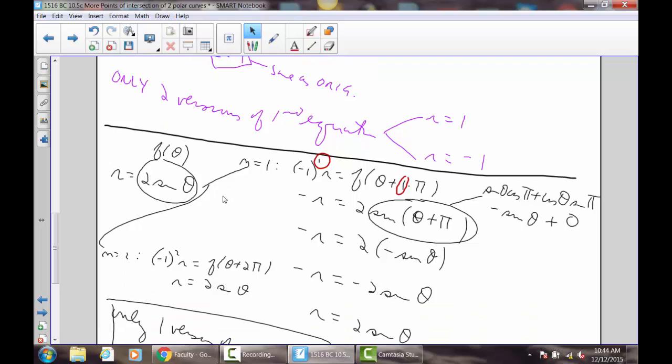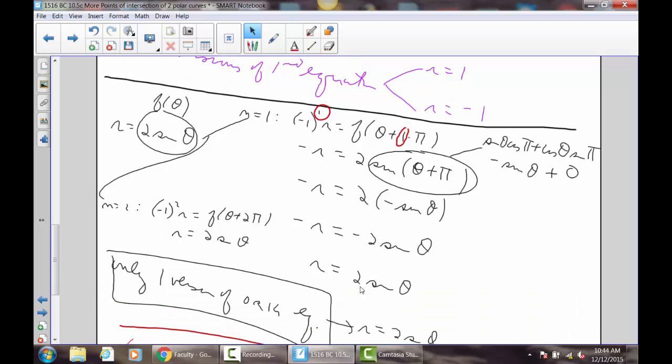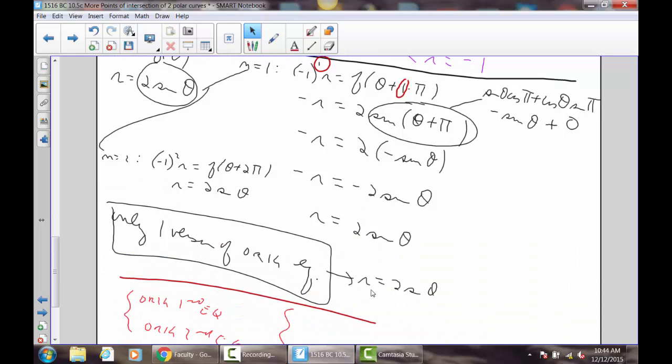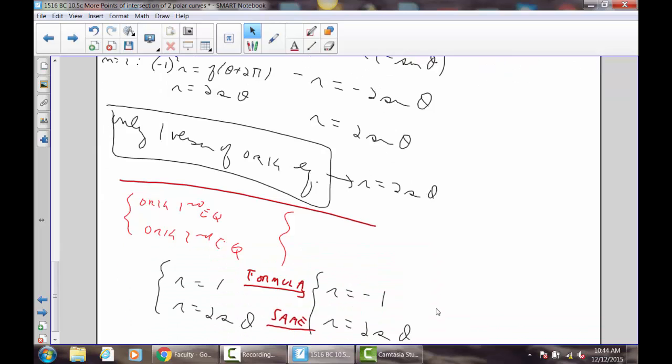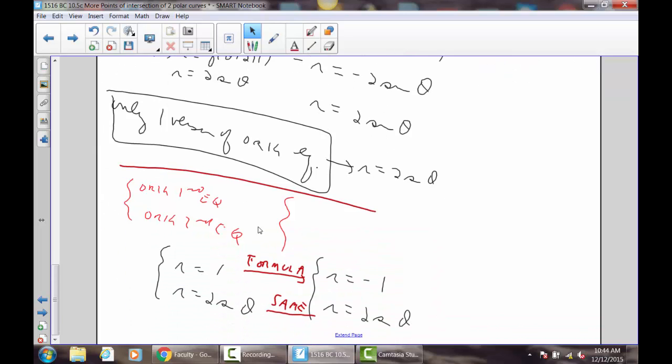So let's look at 2 sine theta. If we apply the same formula starting with n equals 1, we'll get the exact same equation. So there is only one version of r equals 2 sine theta. In another situation, what you would do is take the 2 original ones and solve that system. If by observation when you graphed it you're not getting all the points of intersection, then you would use r equals negative 1, which is another version of r equals 1, and unfortunately there is no other version for r equals 2 sine theta. Solving that system should get the other points of intersection.